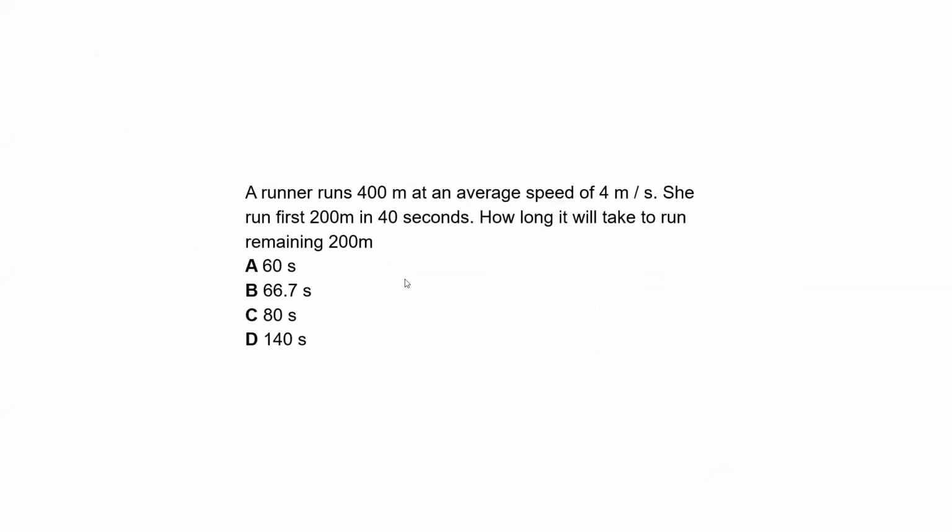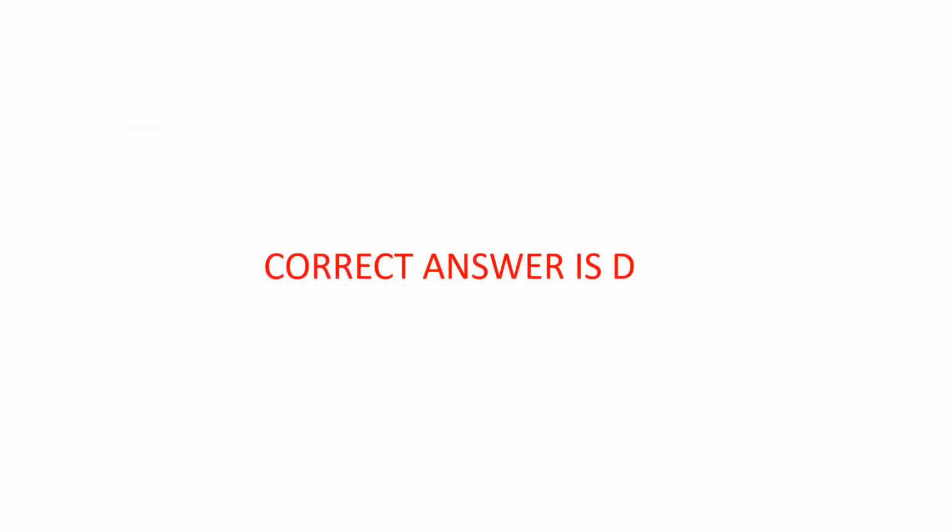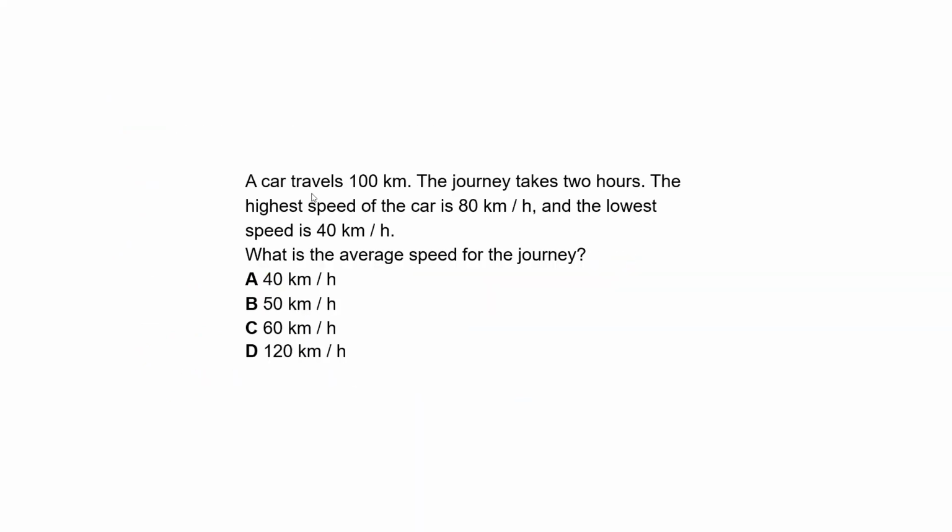And then we discussed some questions in the last session. So in this question, a car travels 100 kilometers. The journey takes 2 hours. So this is the duration, that's 2 hours. The highest speed was 80 and the lowest is 40 km per hour. What is the average speed?